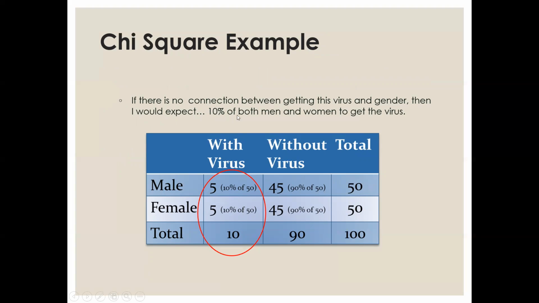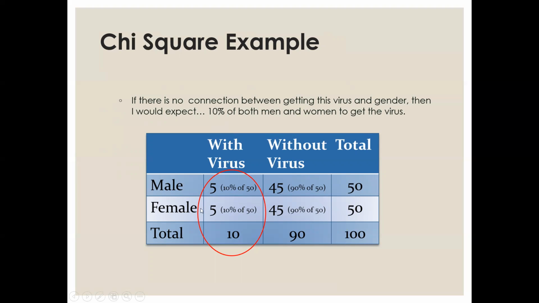So we're saying there's no difference of gender. So here, out of the 50, 5 people, or 10% of the 50, should be exposed or have the virus. 5% of women should have the virus. 45% of men and 45% of women should be virus free, right? We expect that.